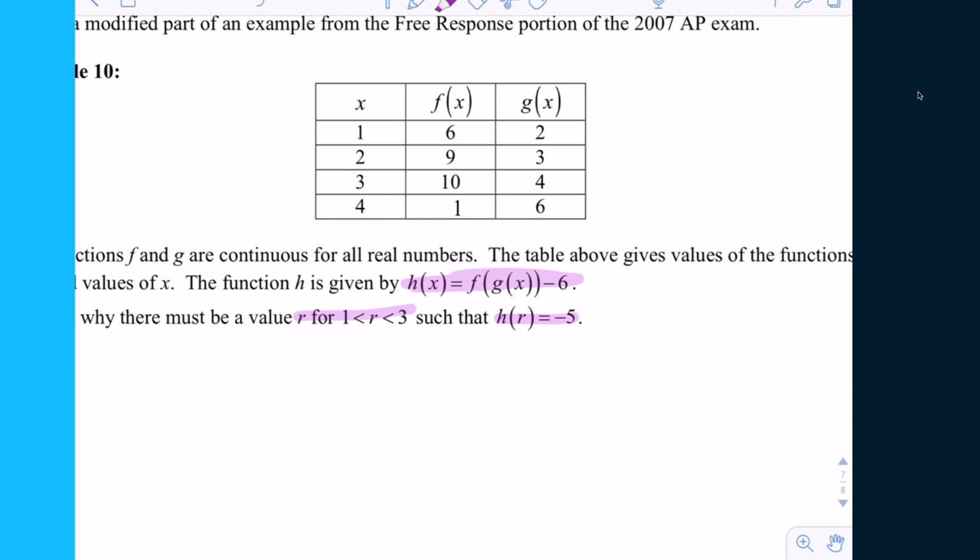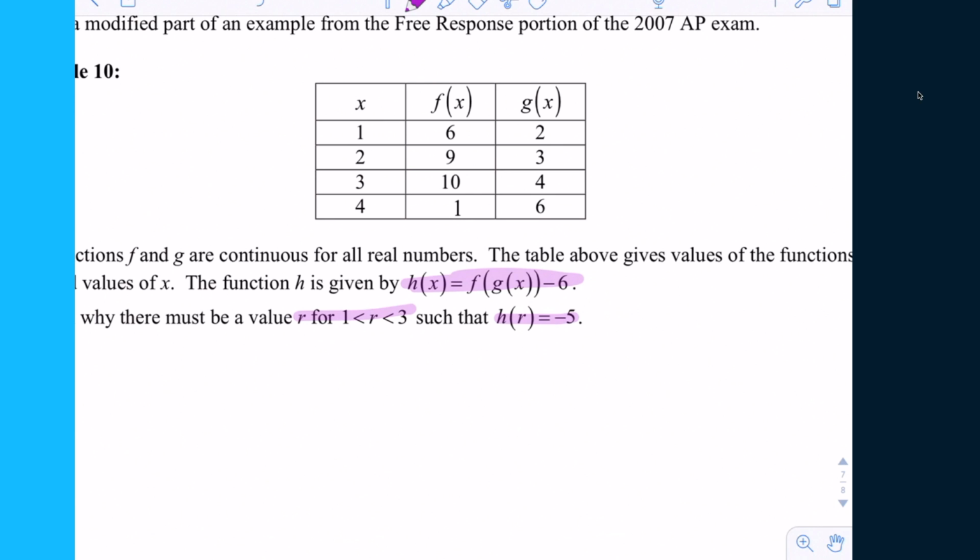So they're saying basically show that there has to be an x value between x equals 1 and 3 such that the y value there is negative 5. H of r, it's a y value. So if you're trying to prove that a y value exists, what theorem do you use? The YVT, which is the IVT. So here's all you have to do. You just have to say h of x is continuous for all x from 1 to 3.